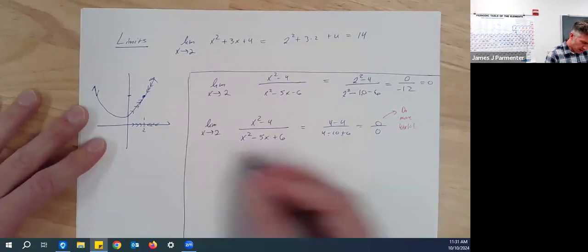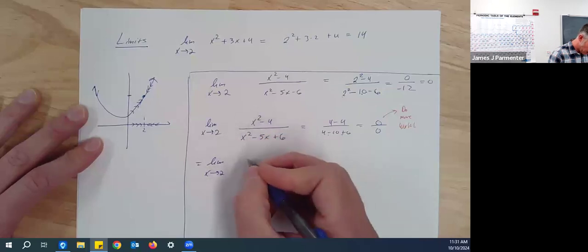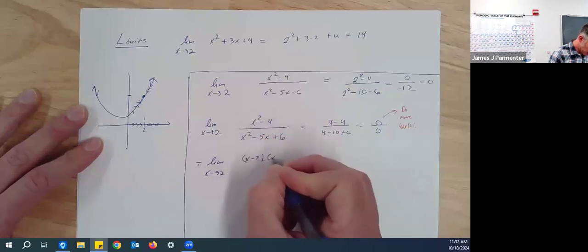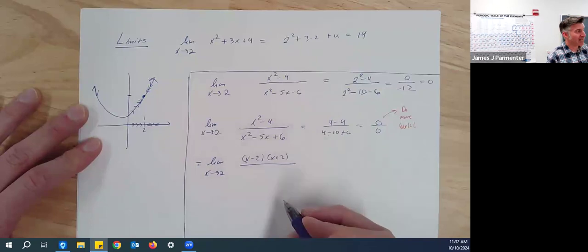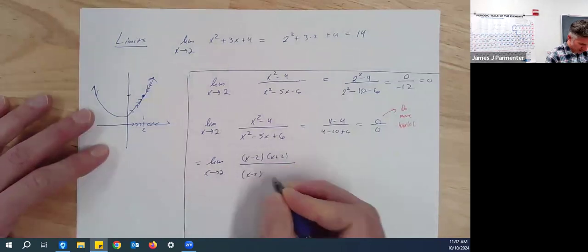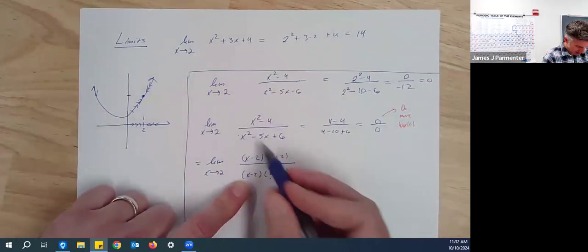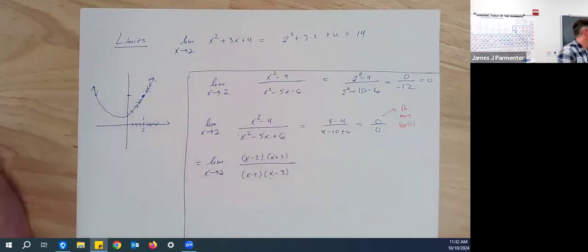So here, we're going to rewrite this as the limit as x approaches 2. I'm going to factor the numerator, x minus 2 times x plus 2. I'm going to factor the denominator. I know that x minus 2 has to be one of the factors because I plugged in 2 and got 0. The fun fact, that's the fundamental theorem of algebra, is if you plug in a number to a polynomial and get 0, x minus that number had to have been a factor. So I know that x minus 2 is a factor, and then I know that the other factor is going to be x minus 3, because I need x times x to be x squared, and minus 2 times minus 3 to be positive 6.